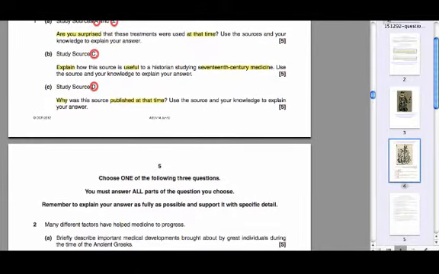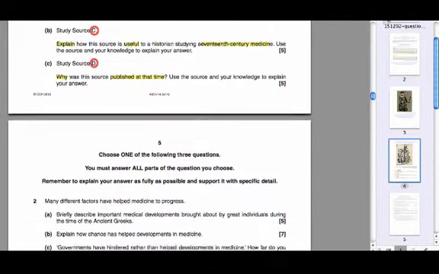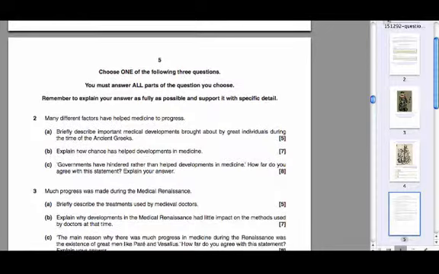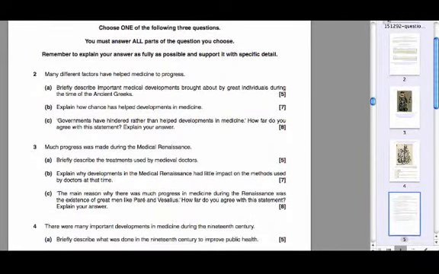Okay, so welcome to part 2 of this walkthrough. We've successfully had a look at the source questions. So in the exam, the next page you'd turn to are what I call the factual recall or the knowledge-based questions. There's no sources involved, it's just a straight up question, what do you know about this?